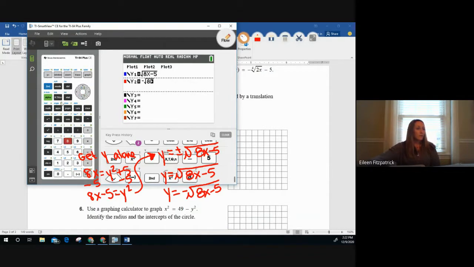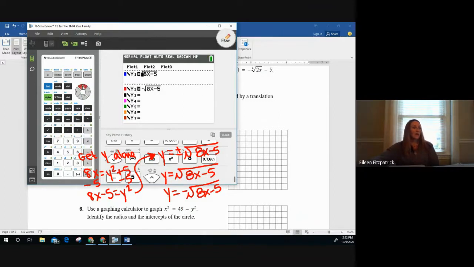Now, before I push graph, let's think about what we think this is going to look like. Where's my minus? Sorry, I can't talk and think at the same time. All right, so we have a square root function and another square root function. The negative out front tells me it's going to be a reflection, right? So it's going to be a reflection over the x-axis. So if I have a square root function and then another square root function reflected over the x-axis, think about what that's going to look like.